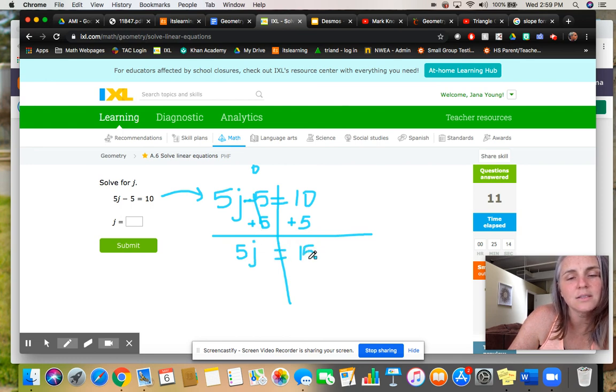equals 15. And then 5 times what is 15? 5 times 3 is 15. Or you could divide by 5, and 15 divided by 5 is 3. You could do it that way too. It's not as fun or as exciting. It's not like magic.